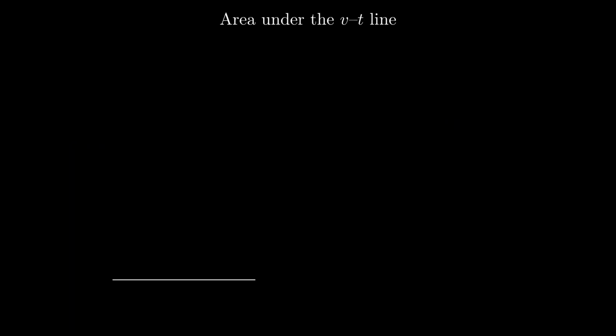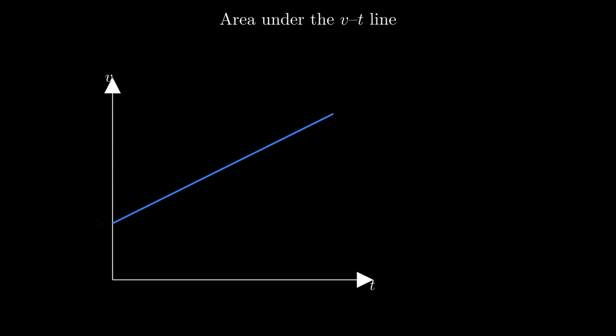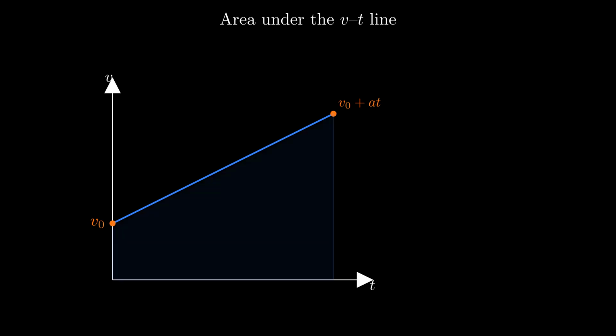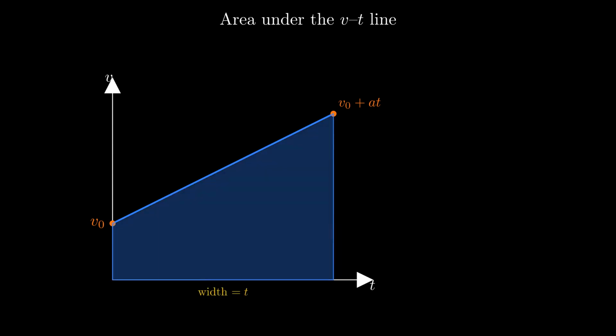Now consider the area under the velocity time line. It starts at v0 and ends at v0 plus at. The shaded region from 0 to t forms a trapezoid. This trapezoid's area equals the displacement delta x.